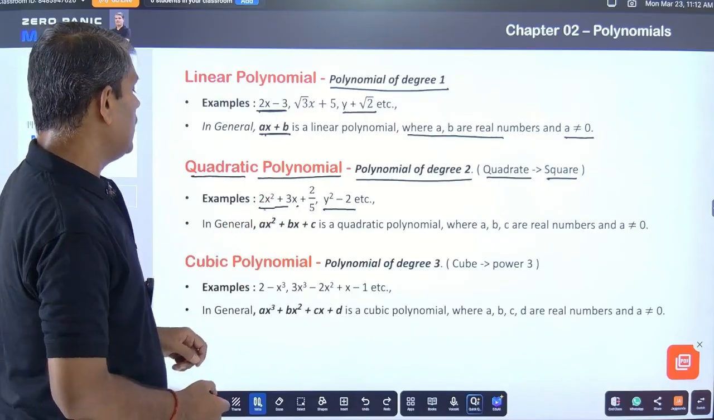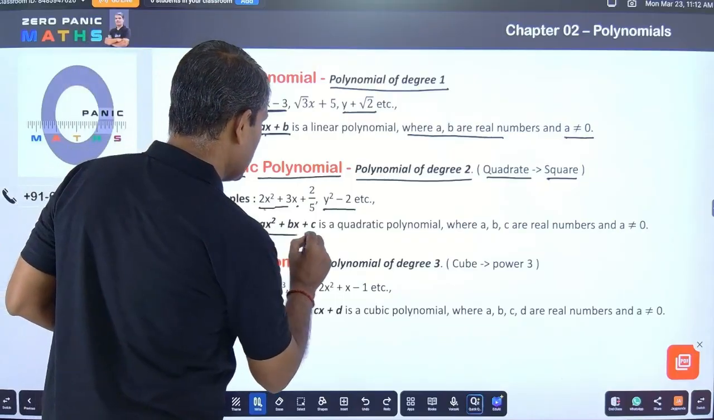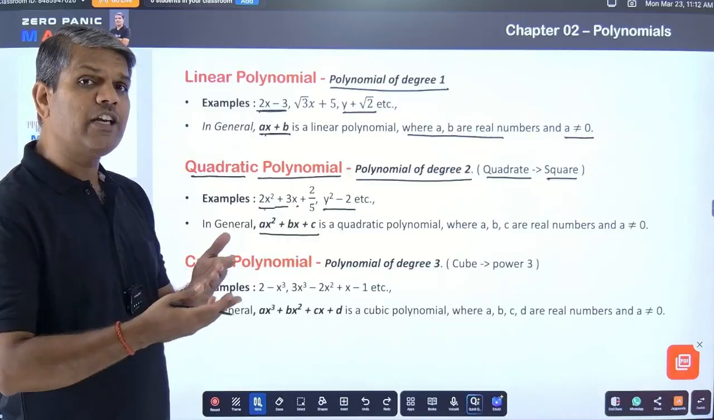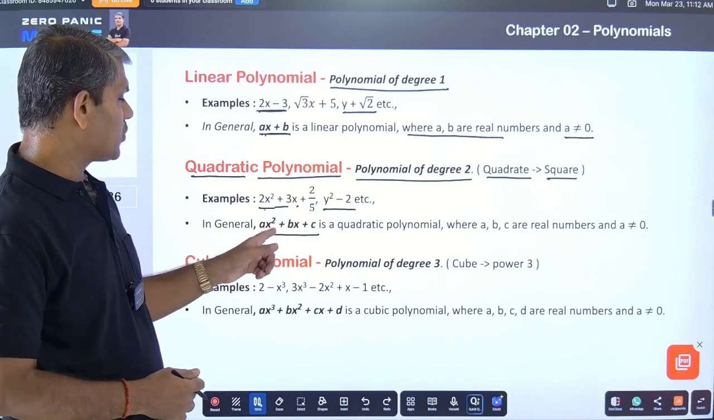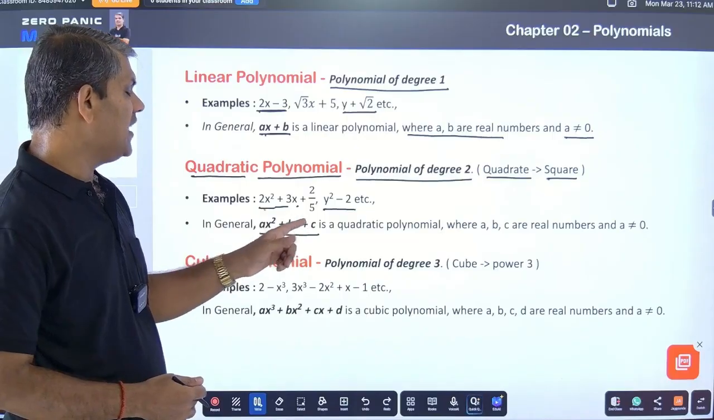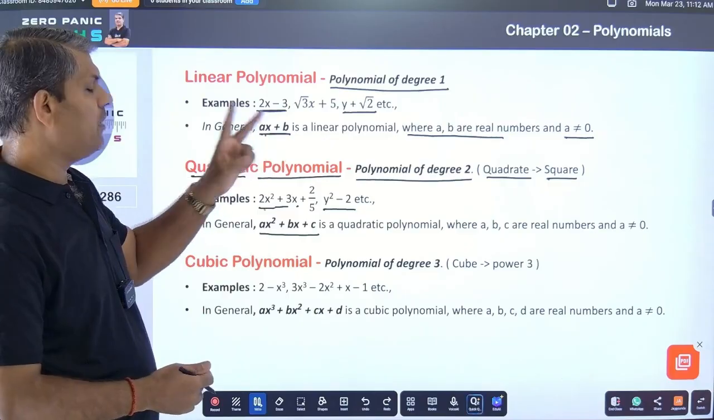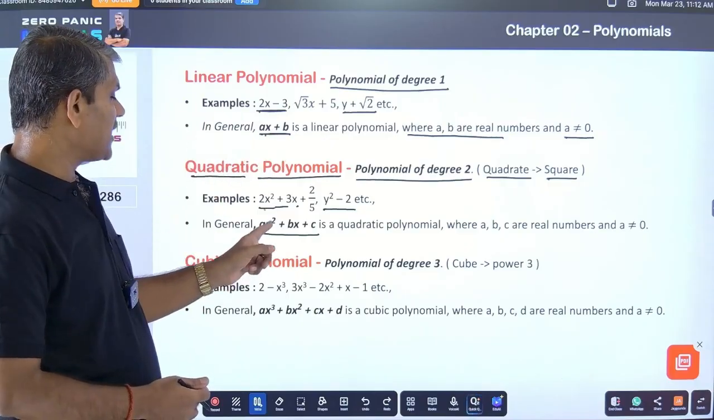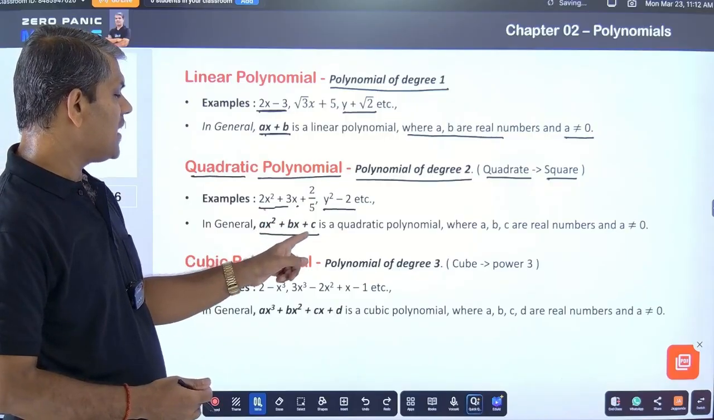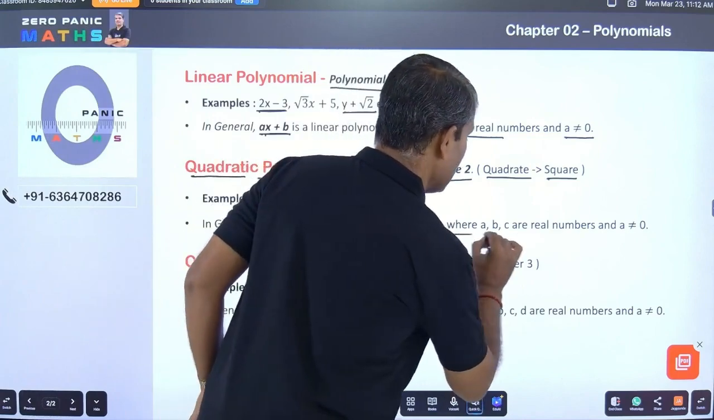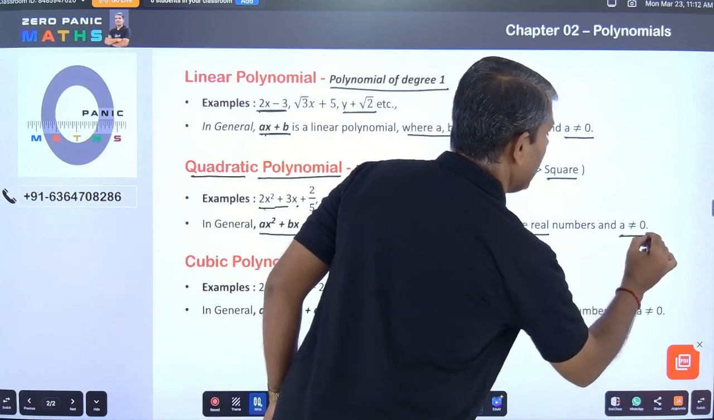And also you can see the generic definition of this. What is the generic form of a quadratic polynomial? That is ax square plus bx plus c. Here the terms are getting increased. Here it is only ax plus b, two terms. Here it is ax square plus bx plus c. So a, b, c are again the real numbers only, and having a not equal to 0.